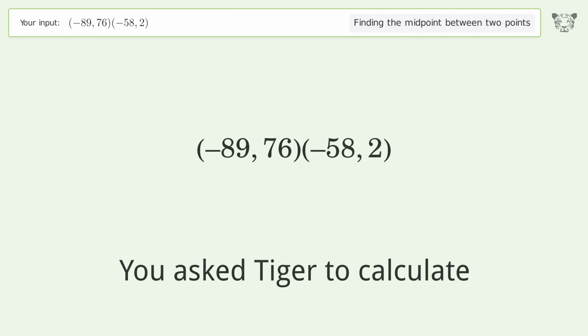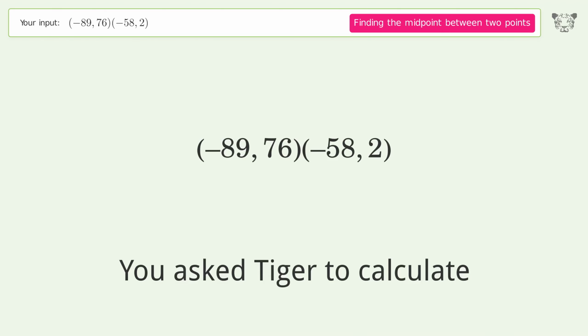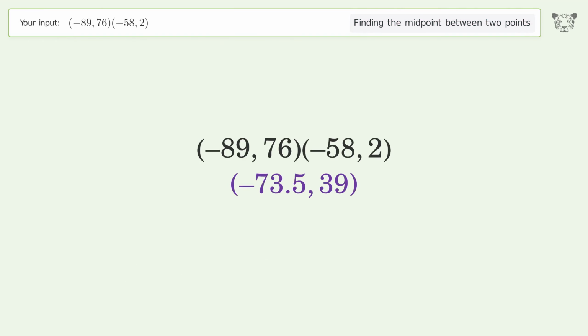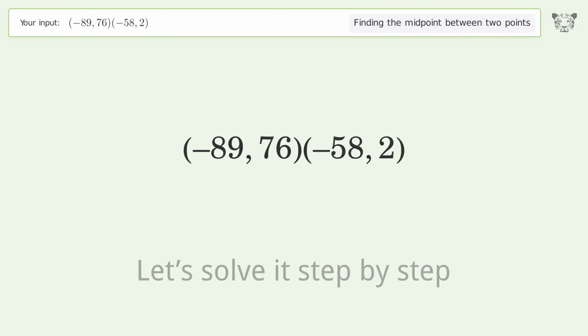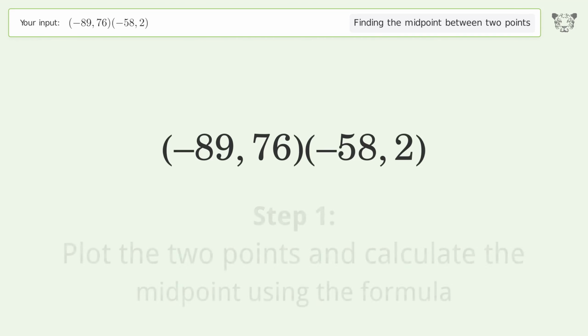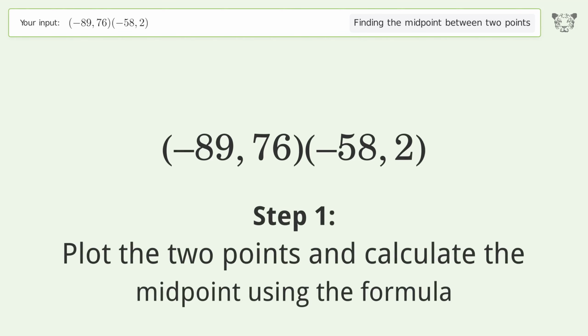You ask Tiger to calculate. This deals with finding the midpoint between 2 points. The midpoint between the 2 points is negative 73.539. Let's solve it step by step. Plot the 2 points and calculate the midpoint using the formula.